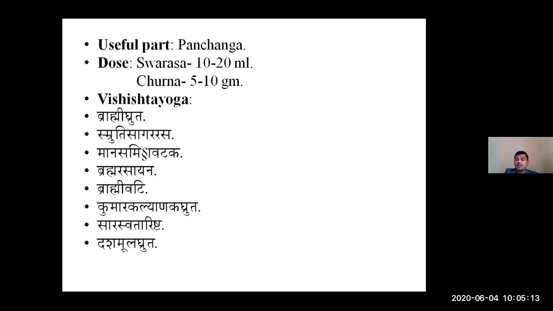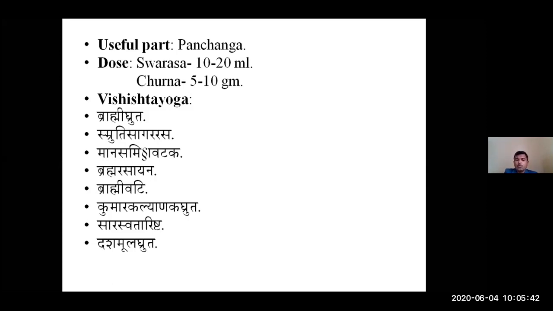And Manasa Mitra Vataka. Manasa Mitra Vataka is also one of the preparations of Bilva. We used to say Manasa Mitra Vataka is one of the important preparations, prepared along with Bilva. Brahma Rasayana: you are going to know about Brahma Rasayana in Charaka Chikitsasthana, the first chapter, the first Chatushka, that is Rasayana Adhikara and Vajikarana Adhikara. You will come to know about the Brahma Rasayana.